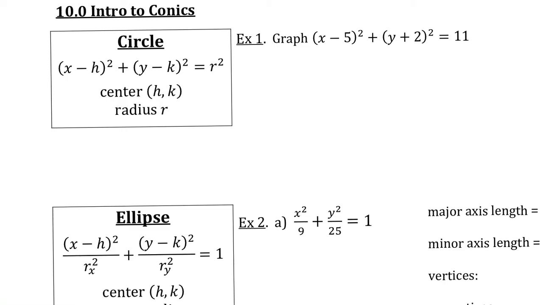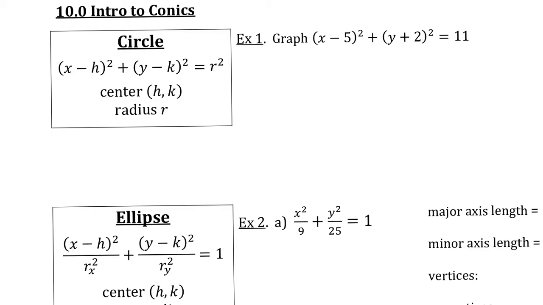Okay, for chapter 10, one of the topics we are going to cover is conic sections. So I'm adding in section 10.0, which is an intro to conics, so we can get acquainted with the shapes and the standard forms of each of these shapes. Okay, now the first conic section is a circle, which you are already familiar with. Standard form is x minus h squared plus y minus k squared equals r squared, where the center is (h, k) and the radius is r. So if I look at example 1, this is already in standard form.